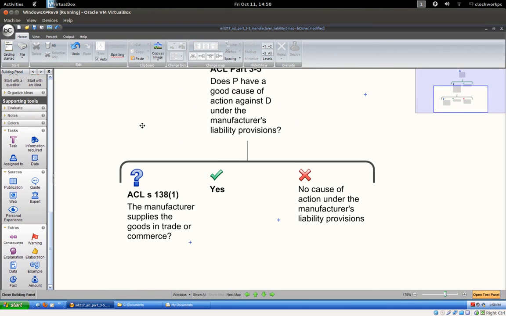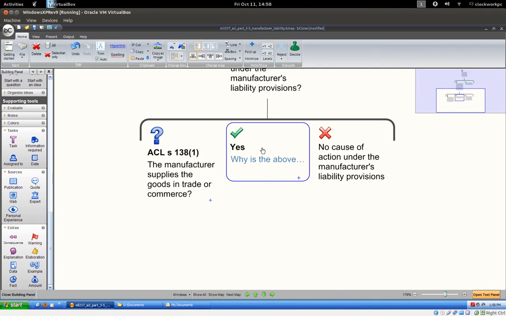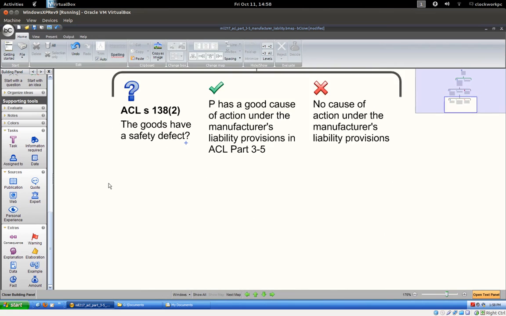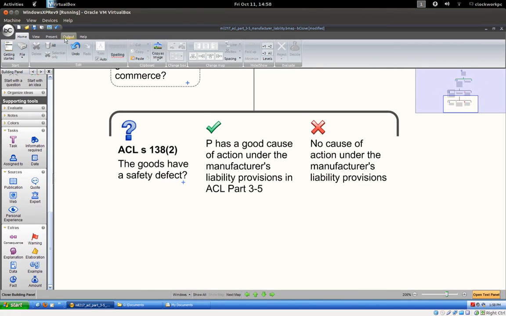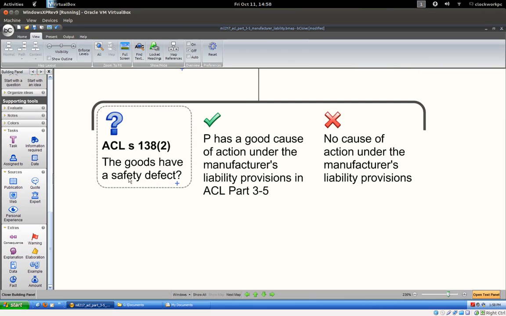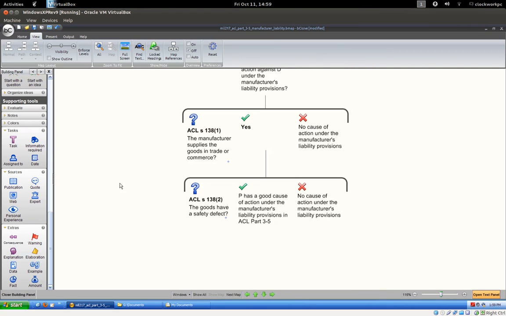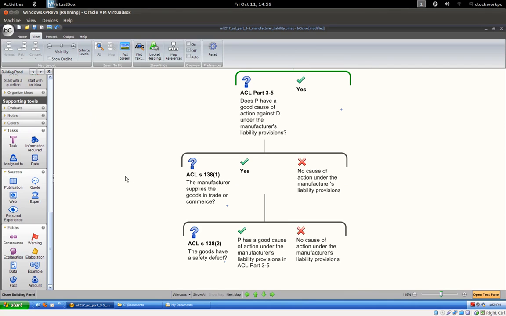To answer the question of whether there is a good cause of action, you first have to go through a few steps. First of all, pursuant to ACL Section 138, subsection 1, the manufacturer supplies the goods in trade or commerce. If yes, then you ask whether the goods have a safety defect pursuant to ACL 138 subsection 2. If so, then you have two out of three components for a good cause of action. The last component we will address later, that's to do with injury and suffering of damage or loss.